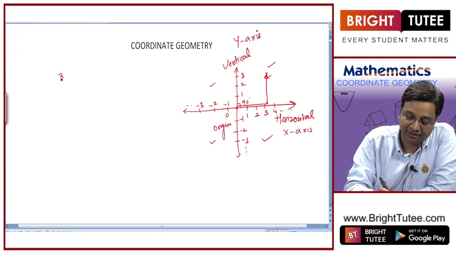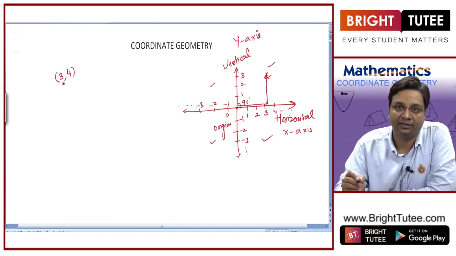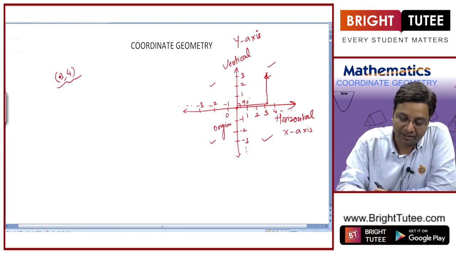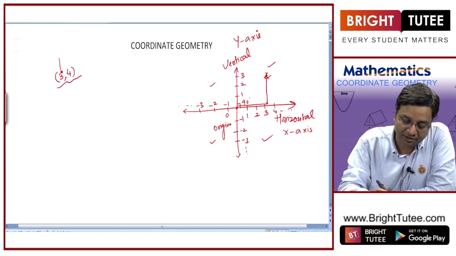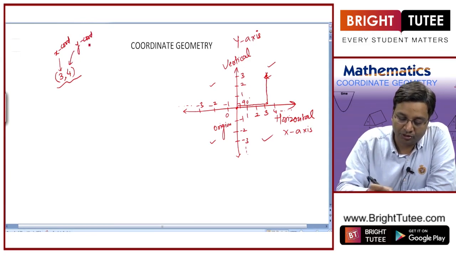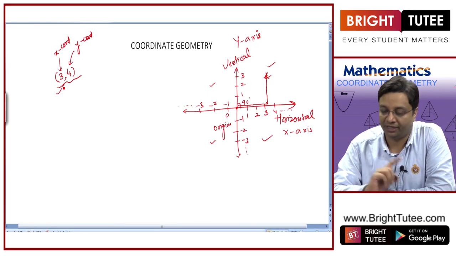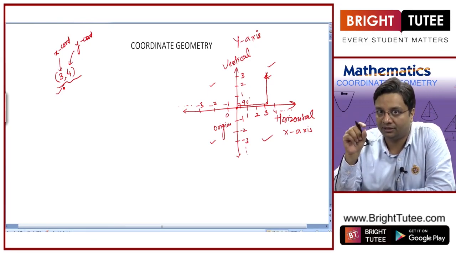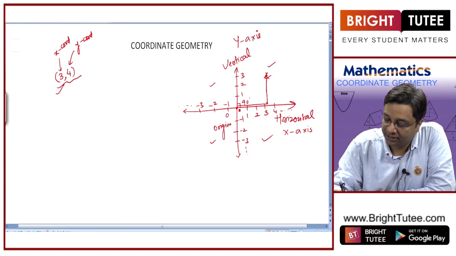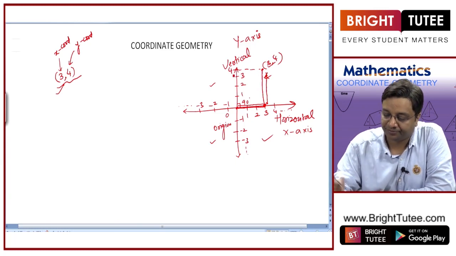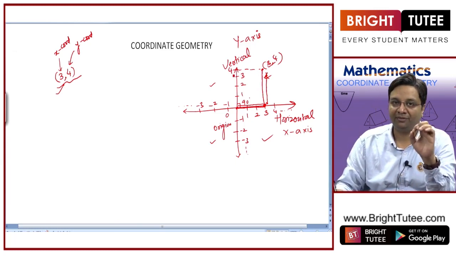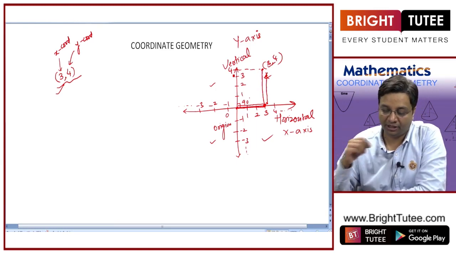So if I say the coordinate is (3, 4), right? This is how you denote the coordinates. In this bracket you write 3. Let's say this is your first coordinate, which is the x coordinate, and this one is the y coordinate. So 3 here is the x coordinate, 4 is the y coordinate. So how will you reach a point (3, 4)? You go 3 steps in the x direction and then 4 steps in the y direction. Then you reach this point, which is known as (3, 4), right? So this is how you locate a particular point in a two-dimensional system using the coordinates.